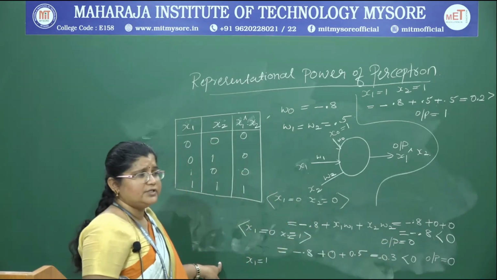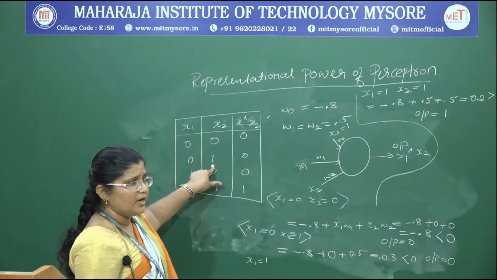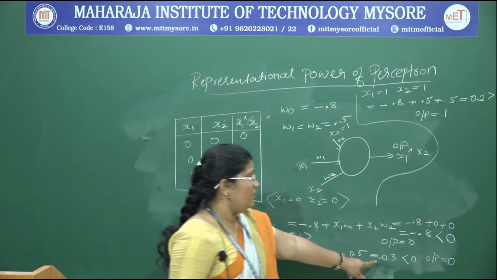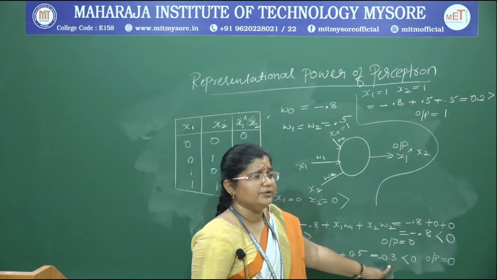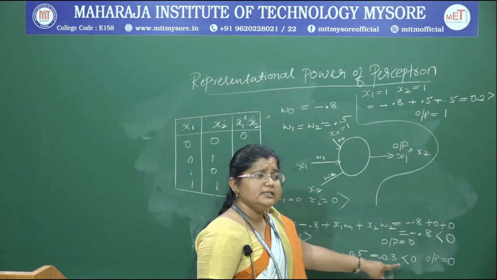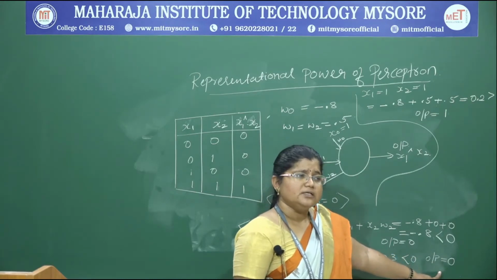Now let us consider the second one. The second one is x1 is 0, x2 is 1. By applying the equation over here, we are going to get minus 0.3. Minus 0.3 means it is less than 0. The output which is returned by the perceptron is 0.